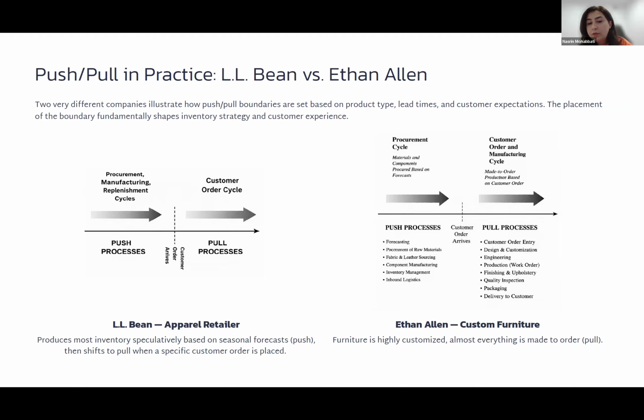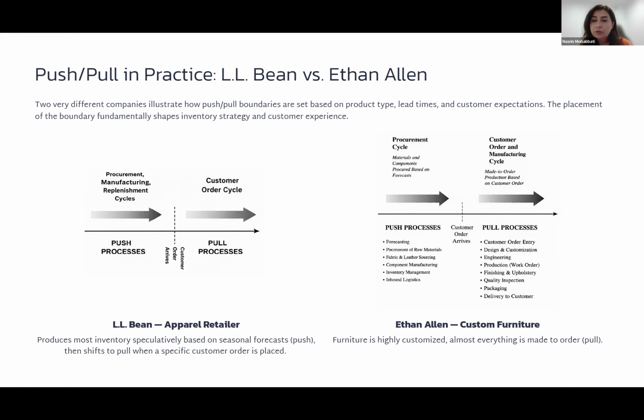But in another example, if we look at Ethan Allen, which is customizable furniture, it's different. So usually they do not manufacture the entire furniture. They usually wait until a customer walks in and then they make the furniture based on the order. The customer can customize the color, the texture, the material, and so on. So they do keep raw material of different kinds, and that's the only piece of the push process.